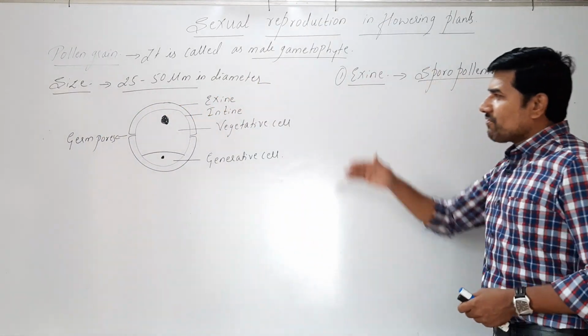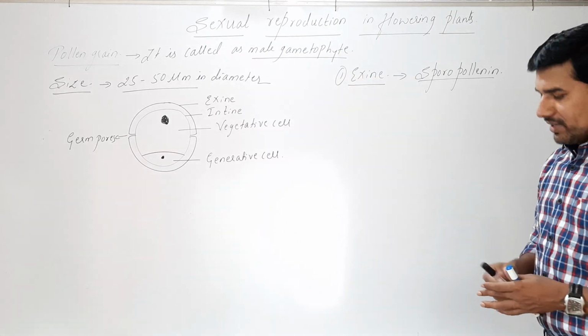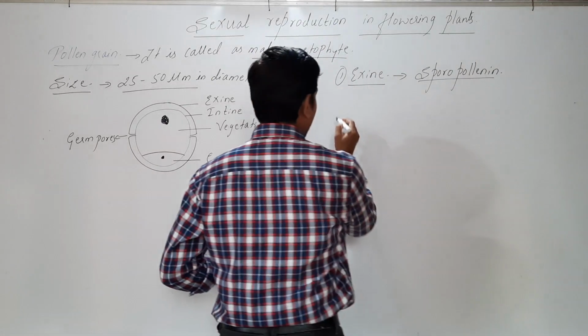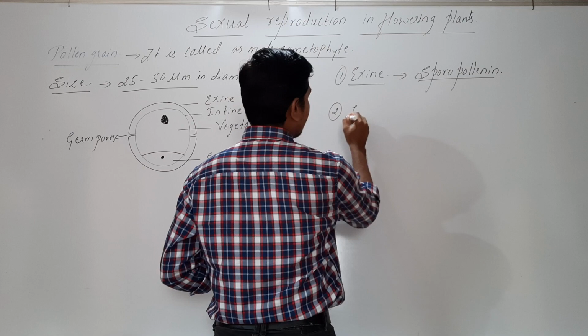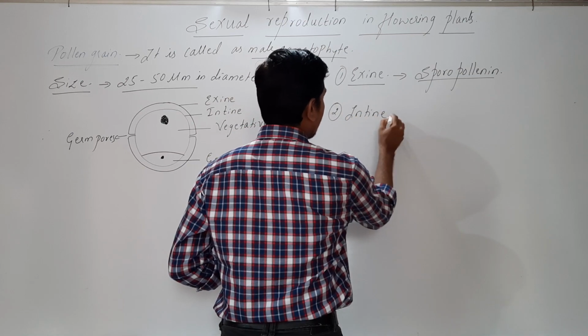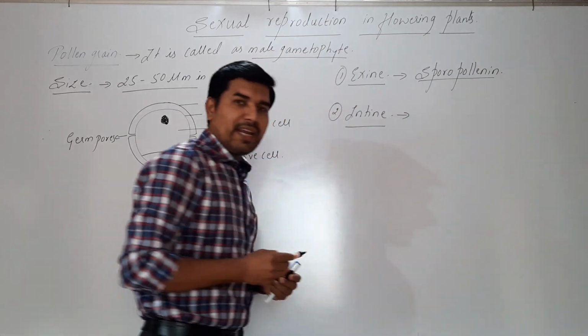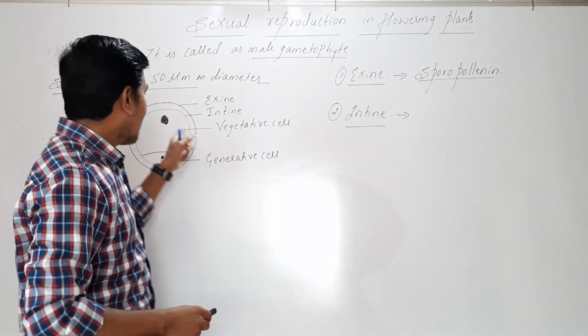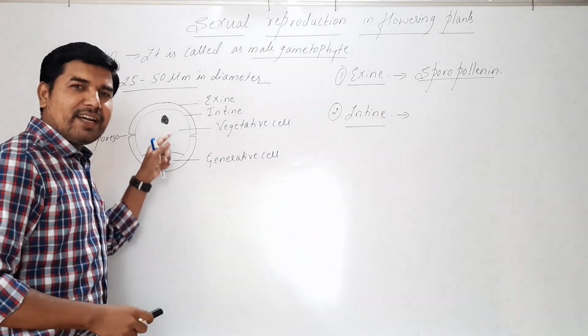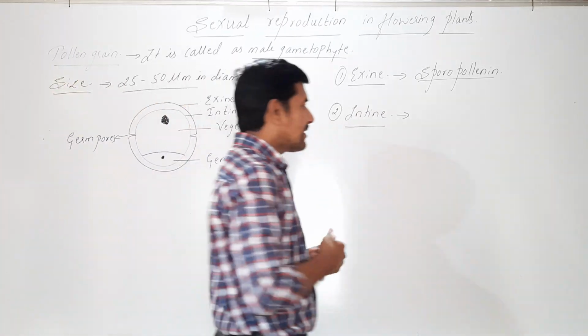Now, after the exine, let's look at the second structure, which is the intine. When we come across the structure of the intine, it is the inner layer. It is continuous and it is made up of pectocellulose.